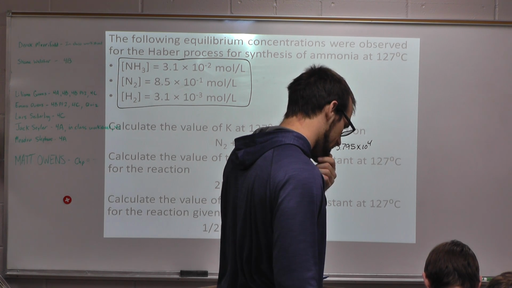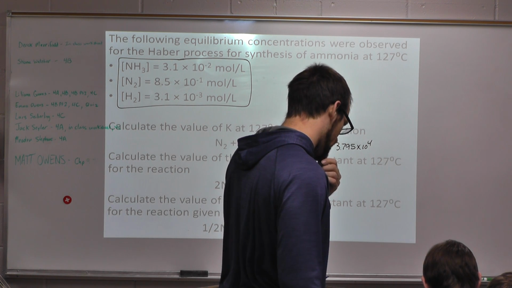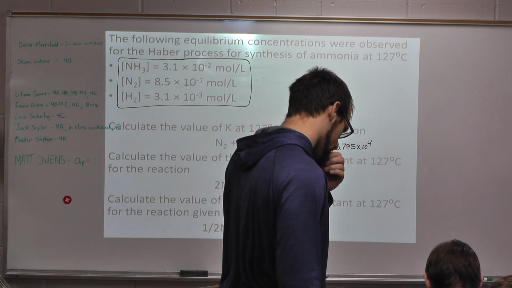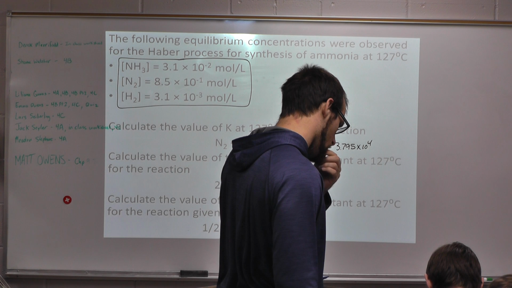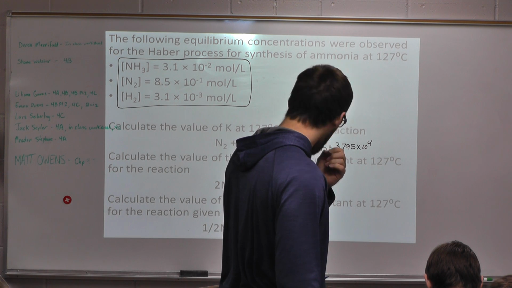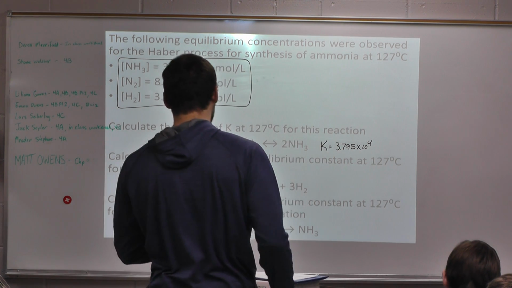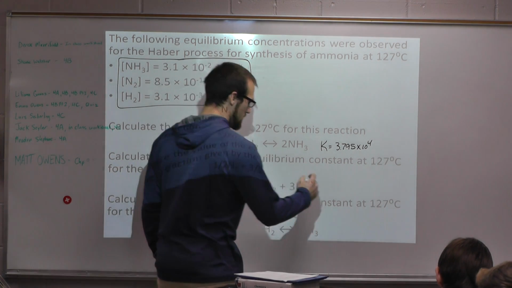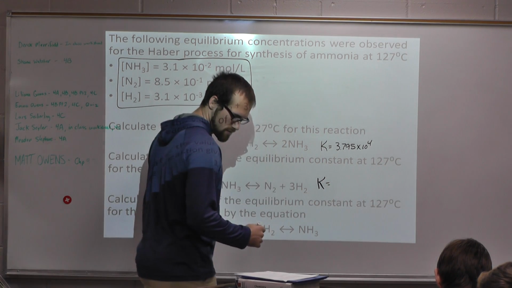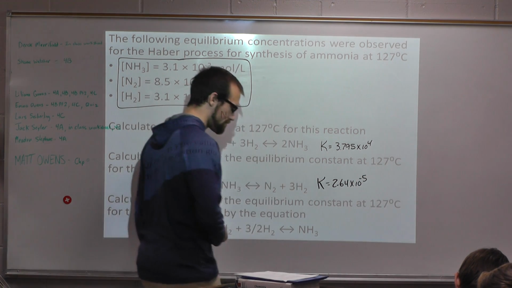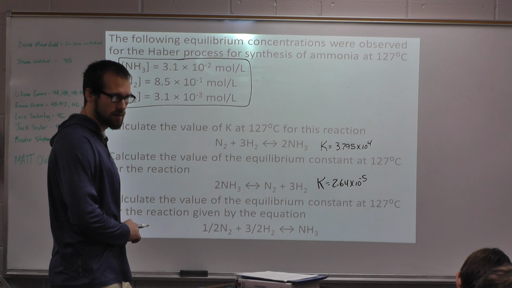You're going to probably need double parentheses. That would be my guess. Unless you divide it by the first and then divide it again by the second. What did you get for the second constant? 2.64 times 10 to the negative fifth. And here, you got the third.